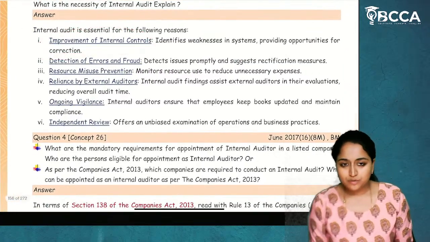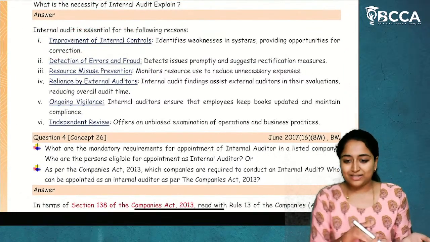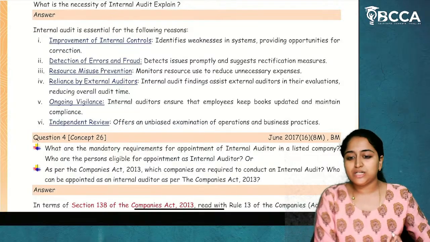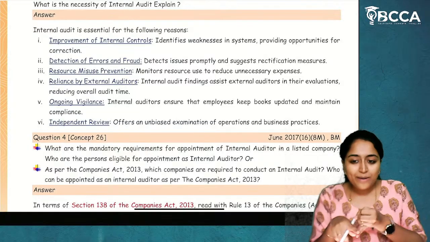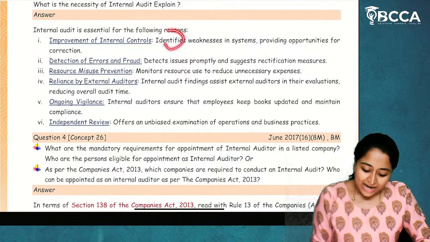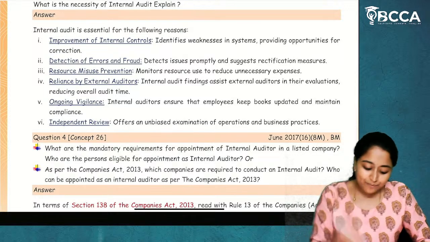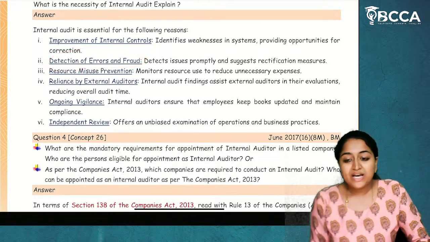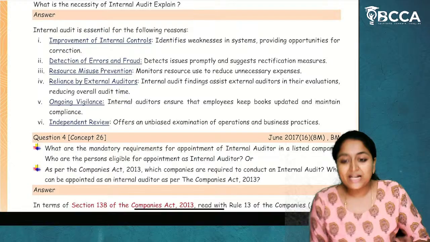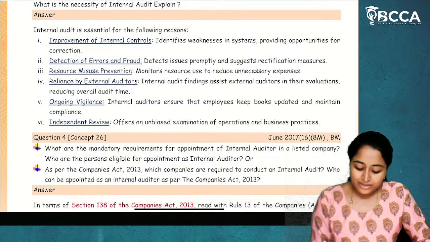Improvement of internal controls. Whatever internal controls are there, whether they are sufficient for the organization or whether we have to improve them, to know about that, we have to do the audit. It identifies weaknesses in the system, providing opportunities for correction. Second point, detection of errors and frauds. If there are any errors or frauds, internal audit is required to detect them.